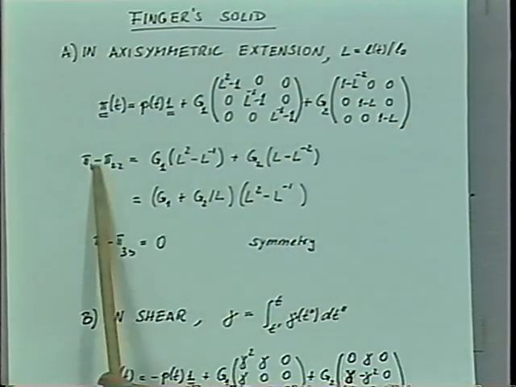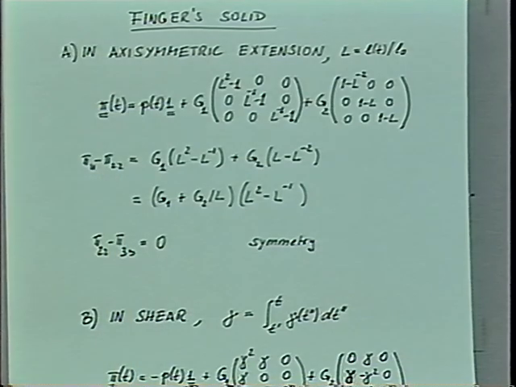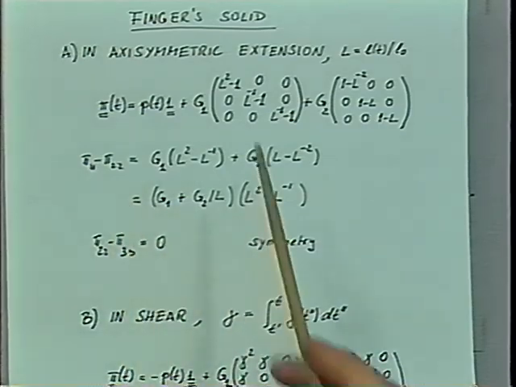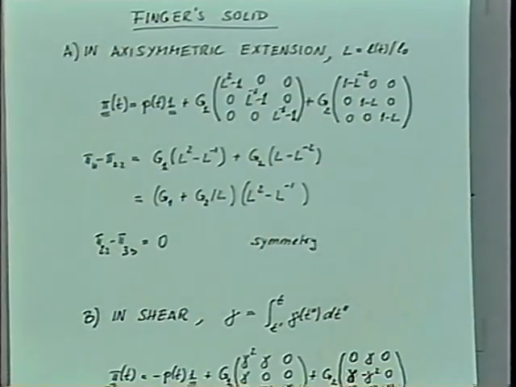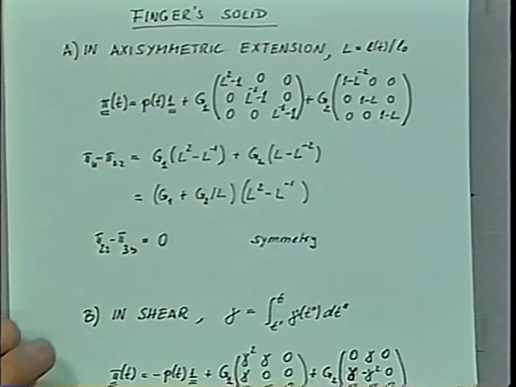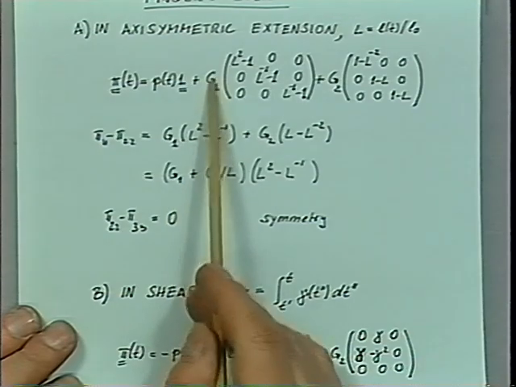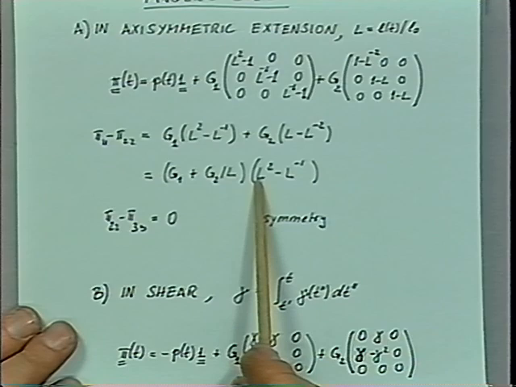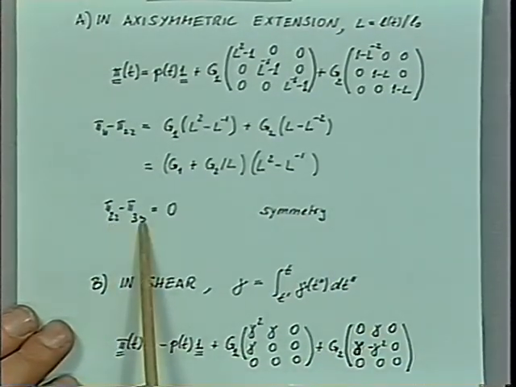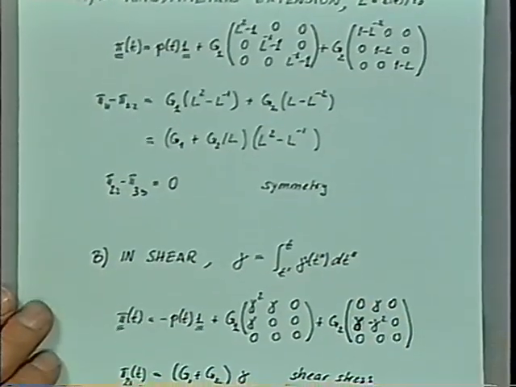simple. The first normal stress difference, which we are interested in uniaxial extension, is given by the difference between those two components. We just add up those terms, and we find that it's equal to G1 plus G2 over L times L squared minus 1 over L. Pi 2 is equal to pi 3 due to the symmetry of the stretching experiment.